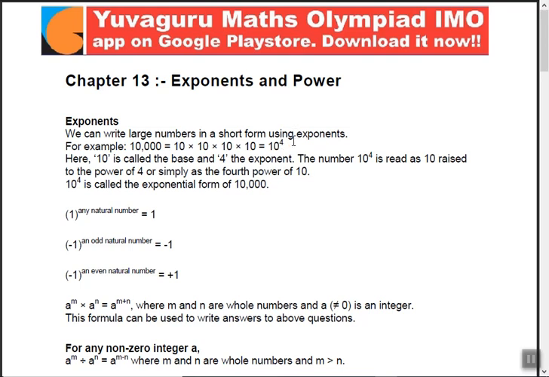That's why we focus on exponents. Exponents means what? Shortening, a short form of that number. Always the base used is 10 and the power is any natural number or in fact whole number.